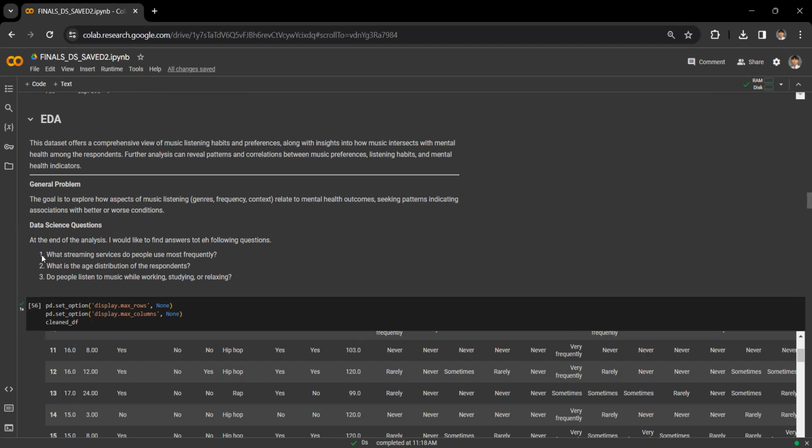Data science questions. At the end of the analysis, I would like to find the answers to the following questions. 1. What streaming service do people use most frequently? 2. What is the age distribution of the respondents? And 3. Do people listen to music while working, studying, and relaxing?